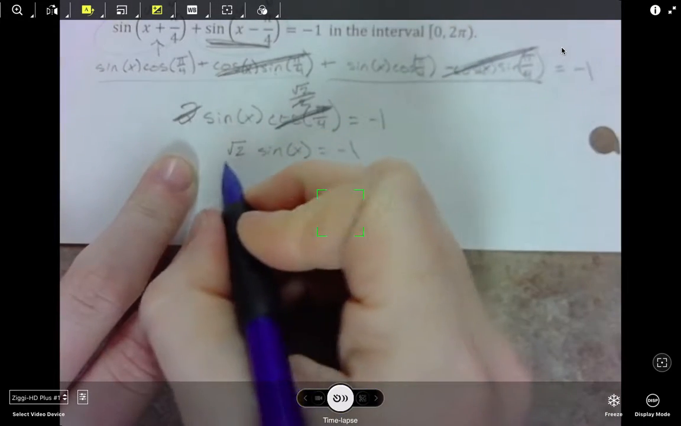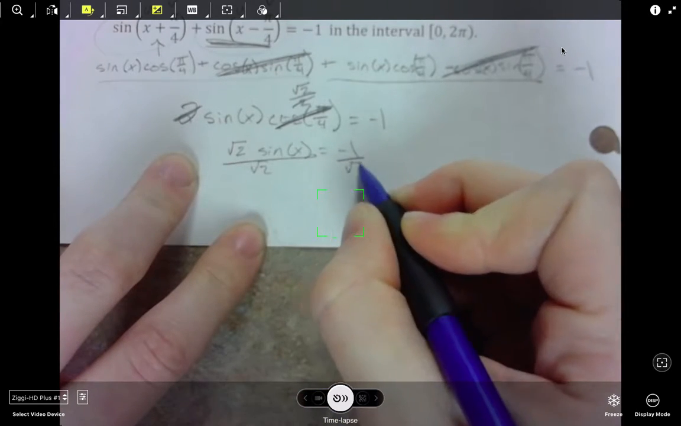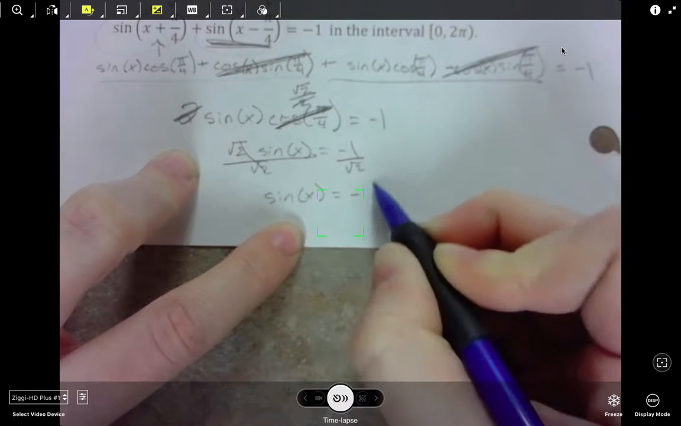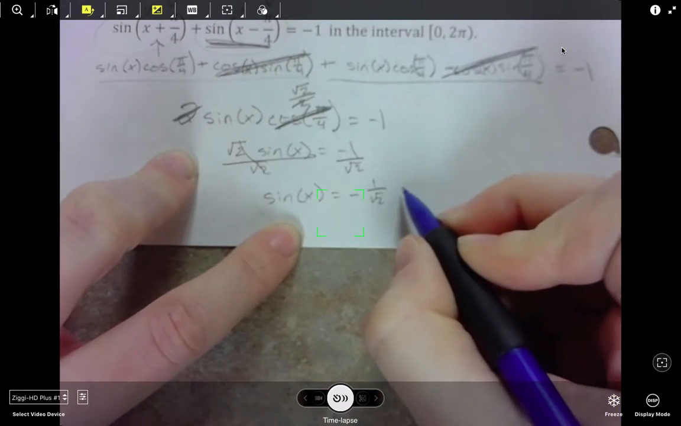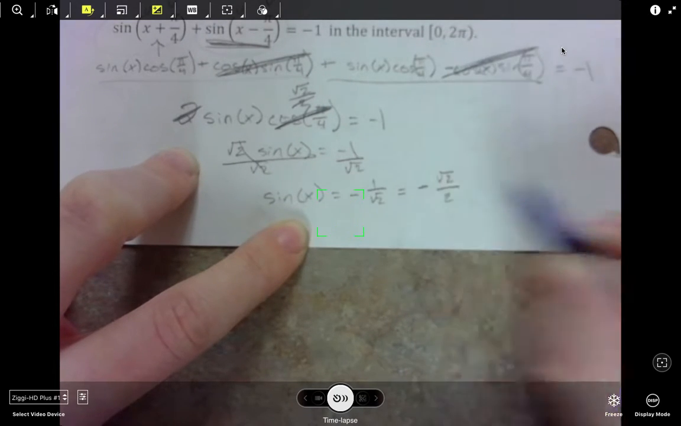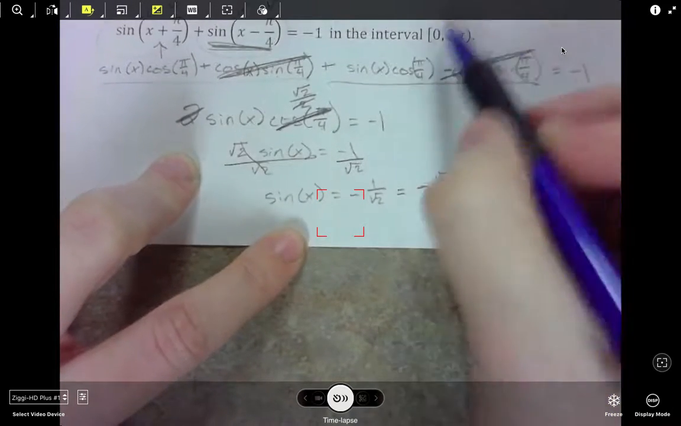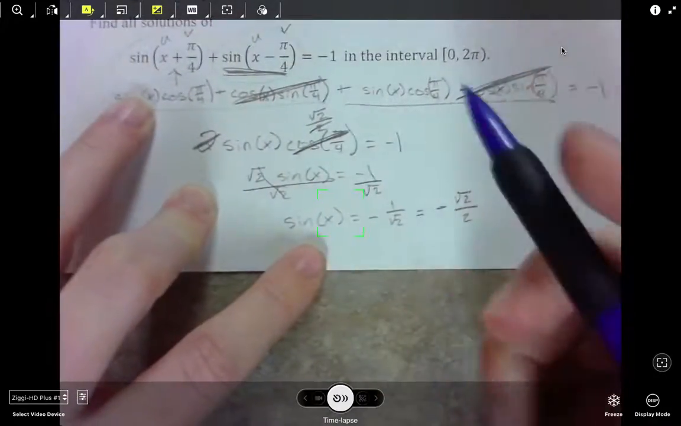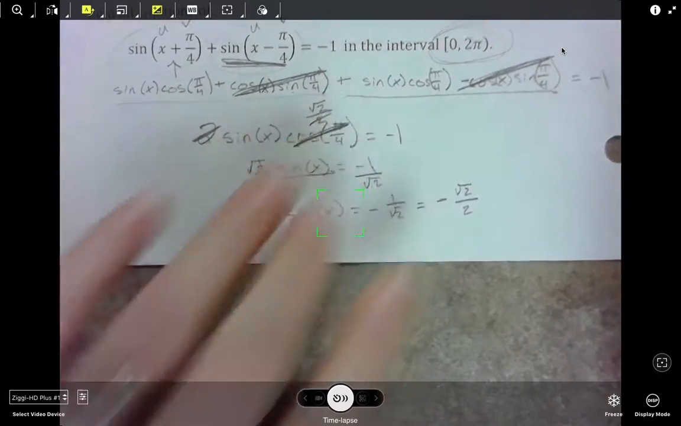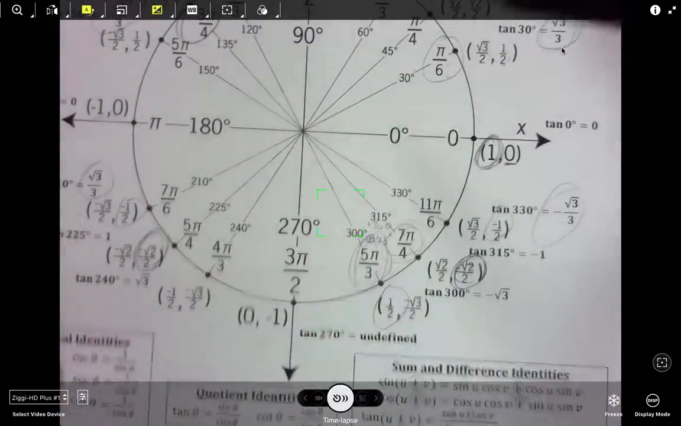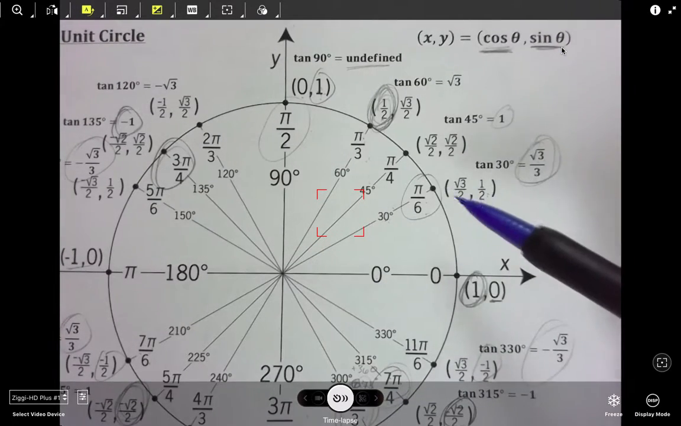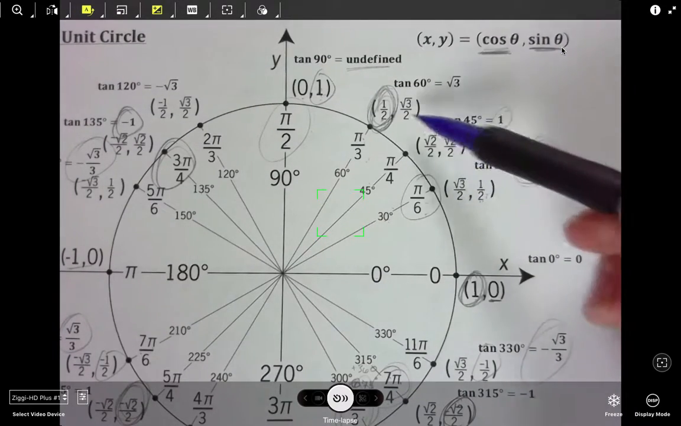Now I'm going to divide by the square root of 2. So I've got sine of x equals negative 1 over the square root of 2, which is actually equal to, if we rationalize, negative square root of 2 over 2. So what I'm trying to do is find the places where sine of x is negative square root of 2 over 2 on the interval from 0 to 2 pi. Sine is the y-coordinate, so we're looking for the y-coordinate being negative square root of 2 over 2.